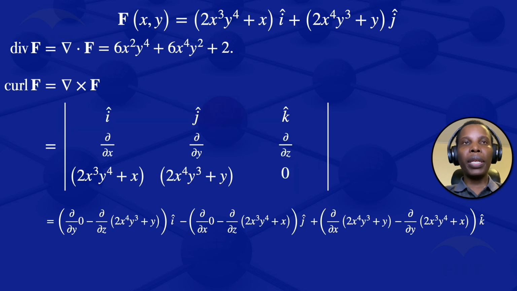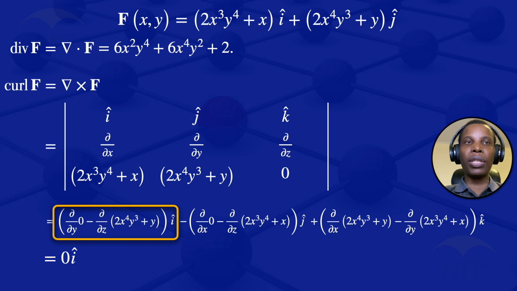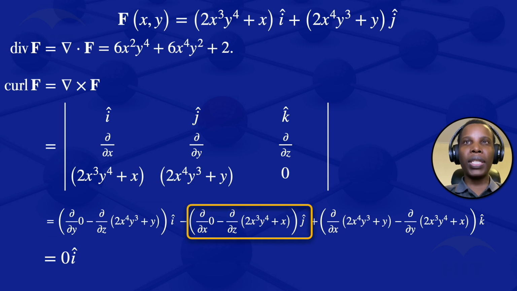I'll now go on and evaluate the partial derivatives for each of the components i, j, k. So I'll start by this one there, where we have the i, and the result that we get there is a 0. Then for the next one, evaluate these partial derivatives where we have the j there, and we would have the partial derivative of 0 with respect to x is a 0, and the partial derivative of 2x cubed y to the power 4 plus x with respect to z. We are treating the other variables there as constants, so our result there will be 0. So it will be minus 0j.